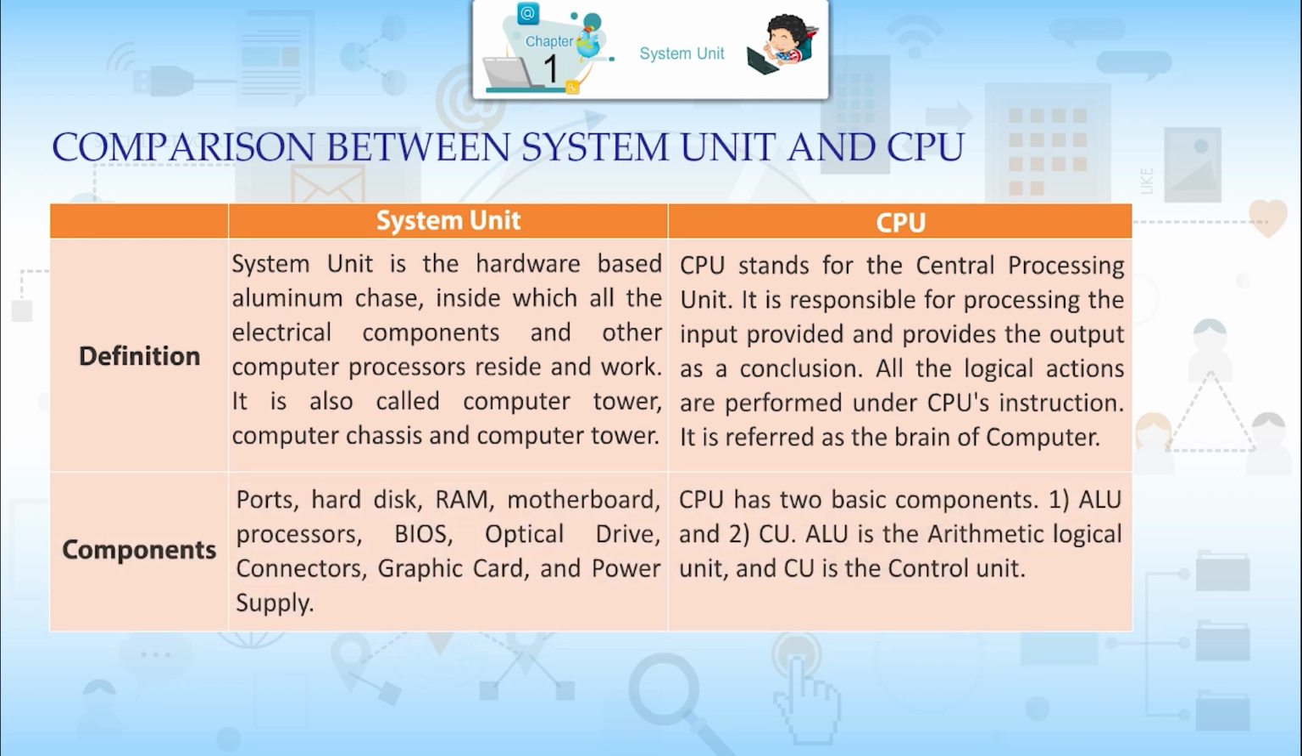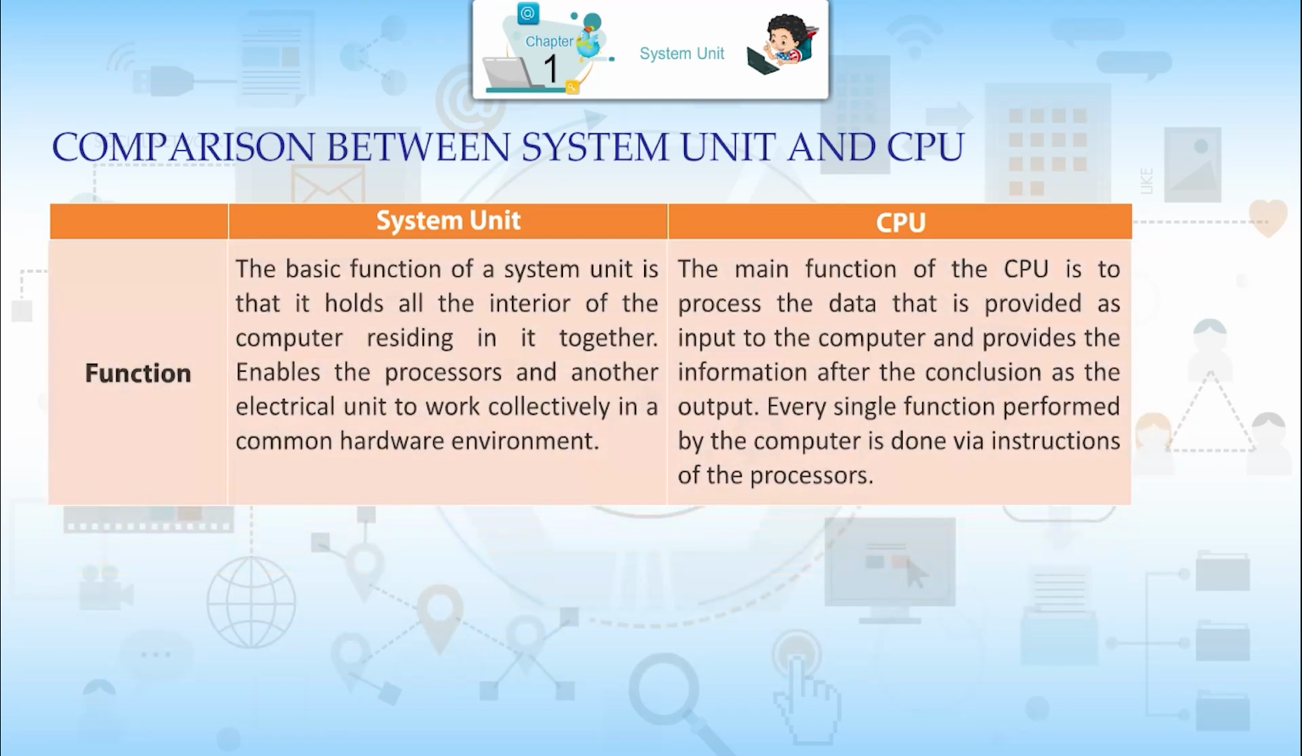Components. Ports, hard disk, RAM, motherboard, processors, BIOS, optical drive, connectors, graphic card, and power supply. The CPU has two basic components: one, ALU, and two, CU. ALU is the arithmetic logical unit, and CU is the control unit.